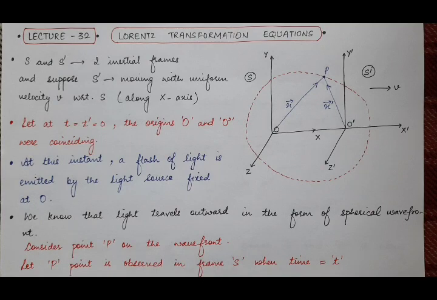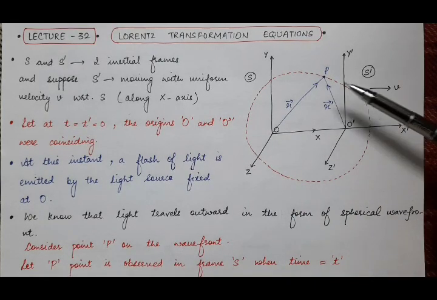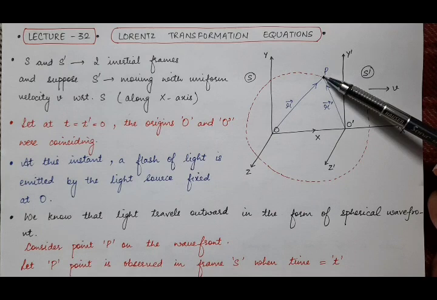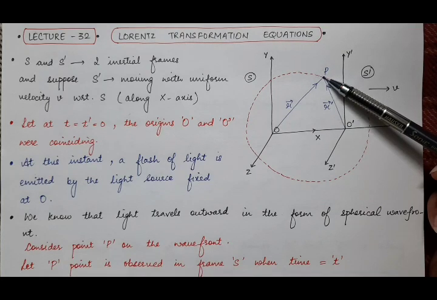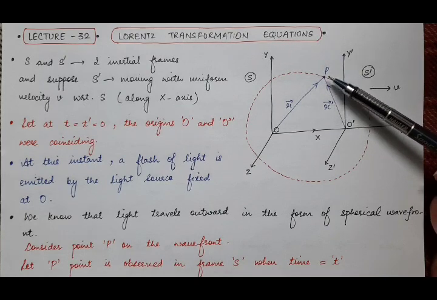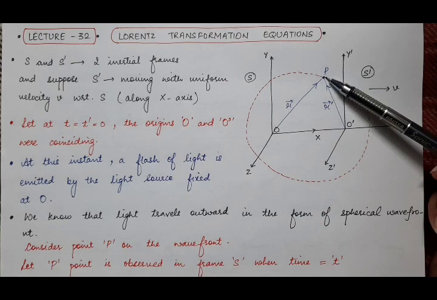And now we know that light moves in a spherical wavefront. Light travels outward in the form of a spherical wavefront. So that is why I have drawn a spherical wavefront here. And consider a point P on the spherical wavefront. Light will reach this point P, suppose at time t. It means this point P is obtained in frame S at time t.